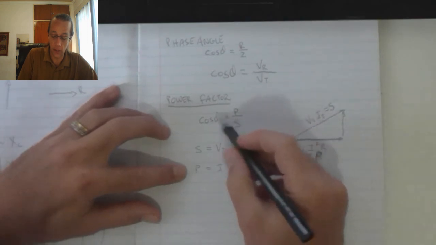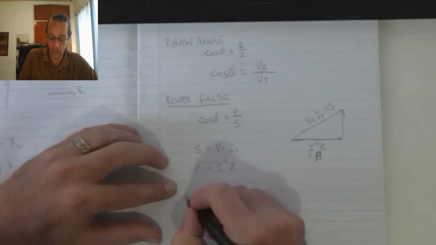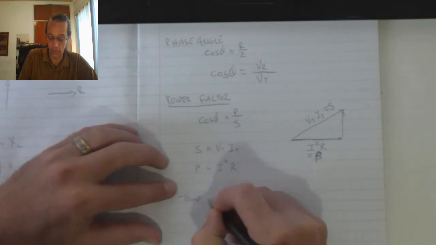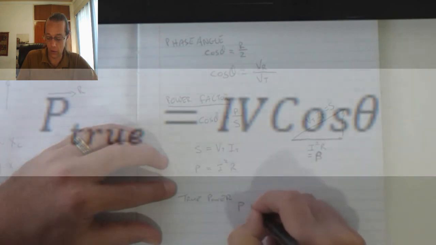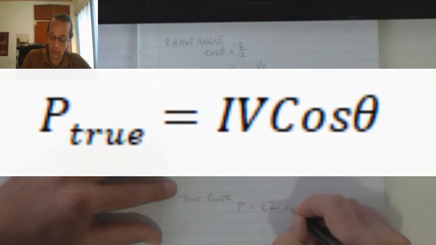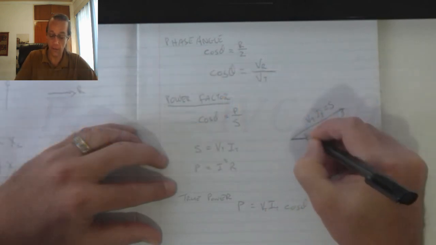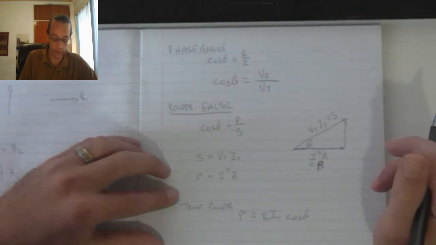Now if I implement all of these together, then my true power can be calculated as P, which is equal to V times I, that's the totals, multiplied by cos theta, where theta is the phase angle.